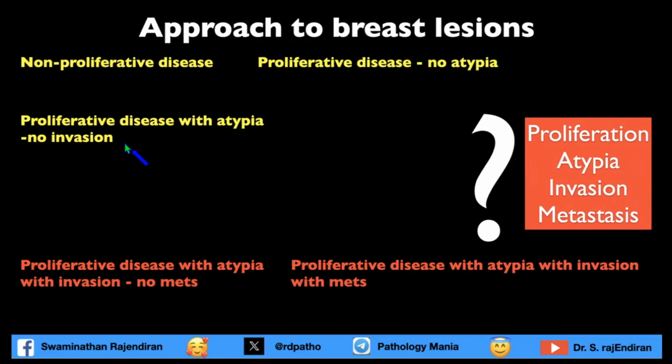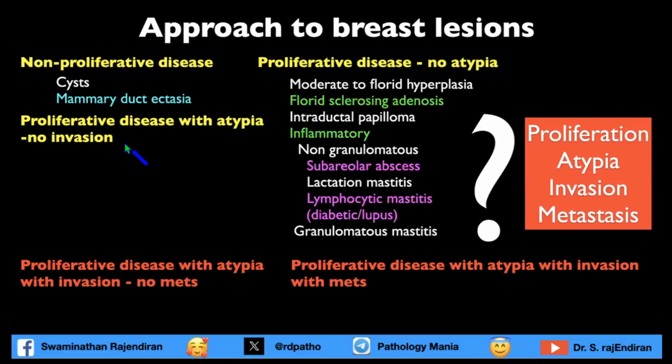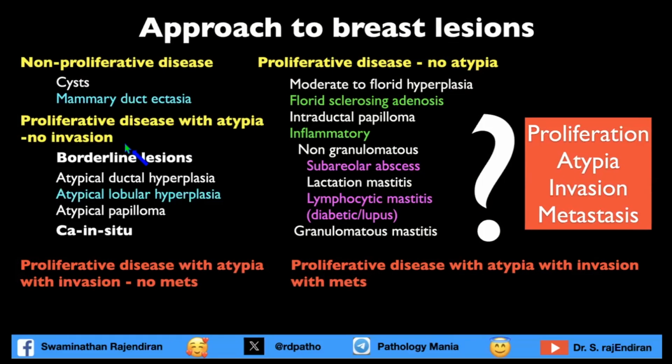You have to see it in the breast. And when I give you the examples, you may be able to follow better. The non-proliferative disease is cysts and mammary duct ectasia. The proliferative disease without atypia can be hyperplastic, or it can be inflammatory, or it can be granulomatous disease. With atypia, no invasion, there are the borderline lesions which we call atypical ductal hyperplasia, atypical lobular hyperplasia, or atypical papilloma. And then carcinoma in situ, which can be ductal or lobular in morphology.